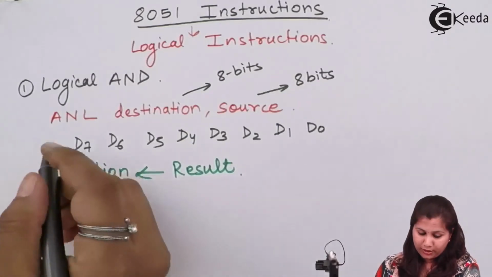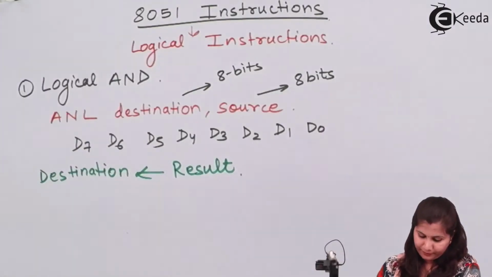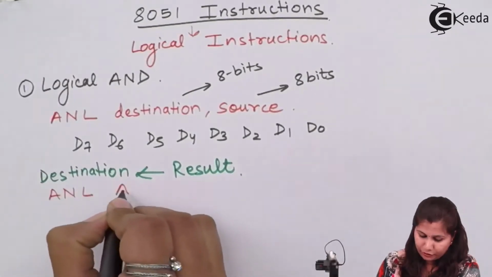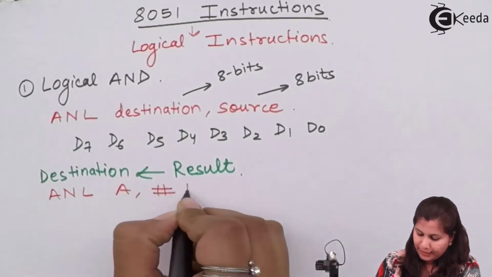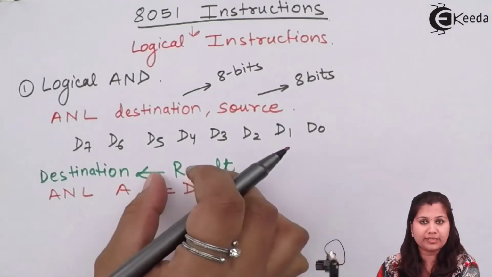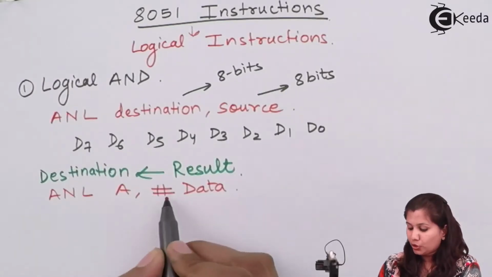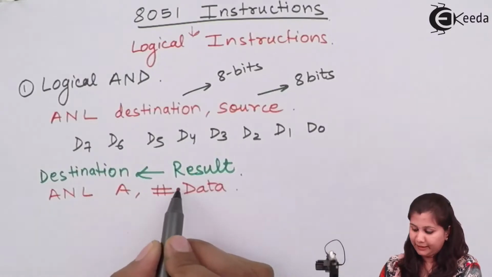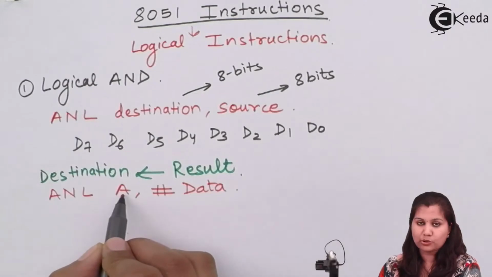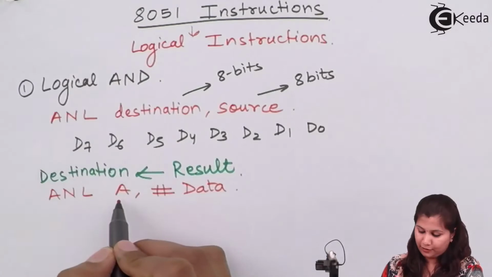If we talk about the examples of this instruction, we will have ANL, accumulator, and directly we specify the 8-bit immediate data in the instruction itself. For immediate data, we use the hash sign. Here we will have that 8-bit data, and the contents of the accumulator are ANDed with it, and the result is stored in the accumulator itself, because the accumulator is the destination here.